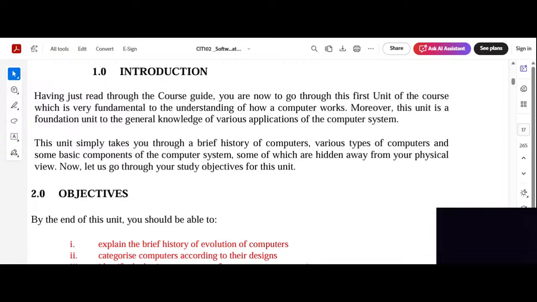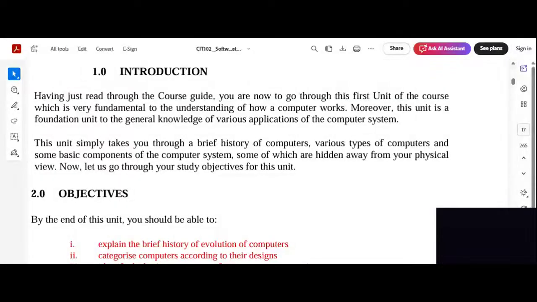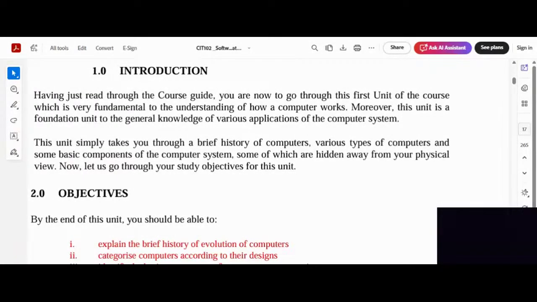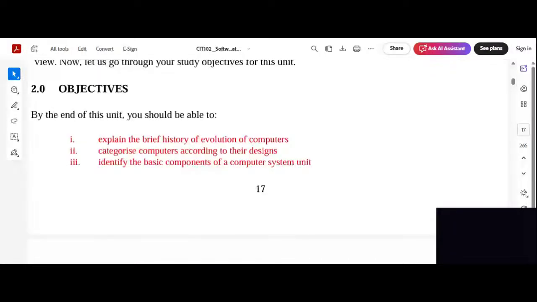So, having just read through the course guide, you are now to go through the first unit of the course, which is very fundamental to the understanding of how a computer works. Moreover, this unit is a foundation unit to the general knowledge of various applications of the computer system, where this unit simply takes you through computers, various types of computers, and some basic elements of the computer system, some of which are hidden away from your view.